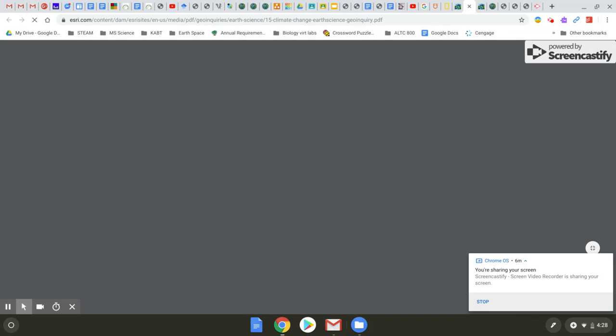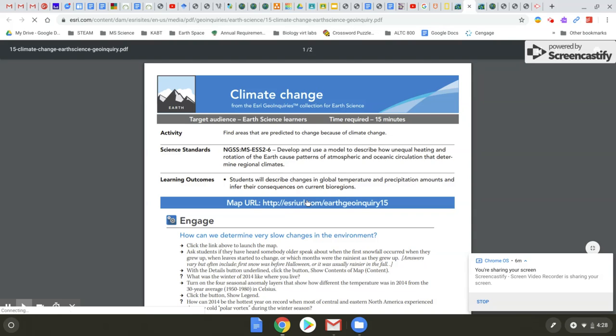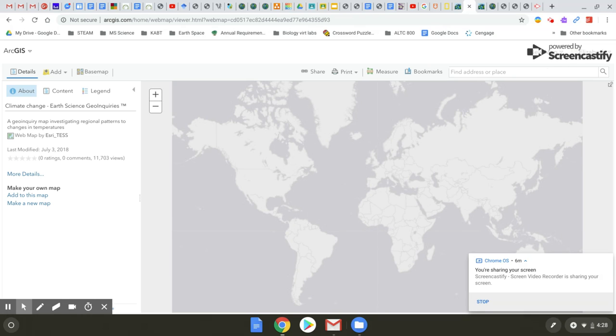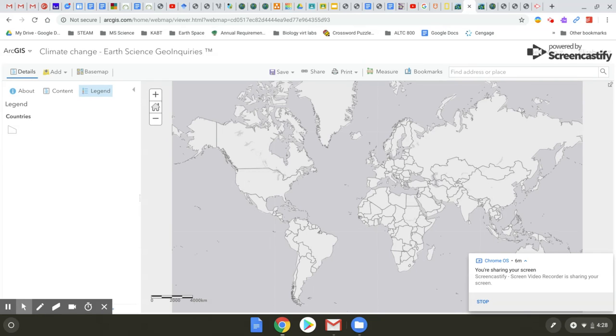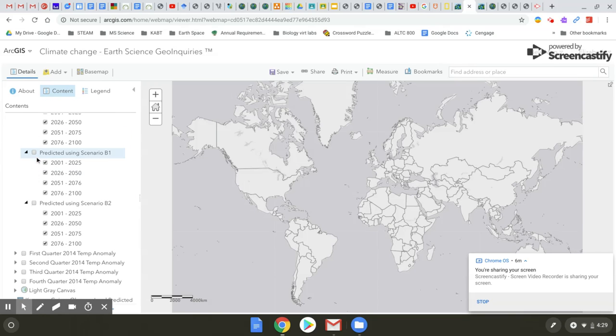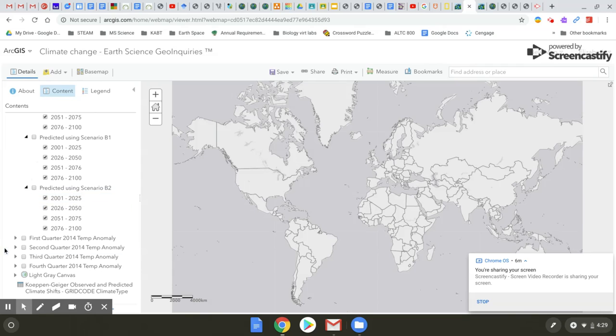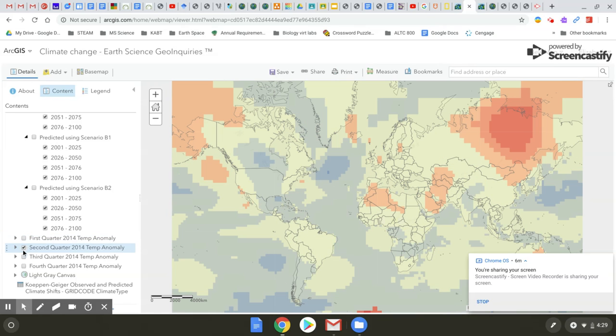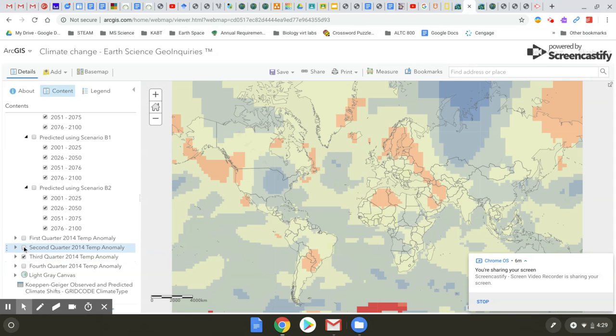We can get into some other lessons here. Here's one on climate change. So this would be applicable for a variety of classes, from geography to environmental science to anything. There we go. So you can apply which climate shifts you want it to represent. First quarter temp anomalies, second quarter temp anomalies. You can have it shift.